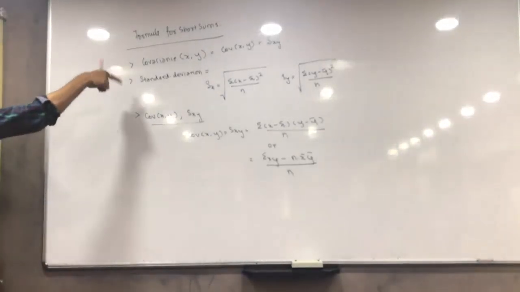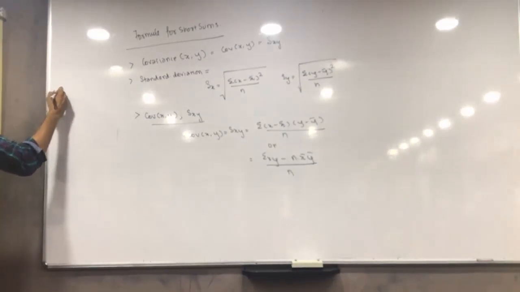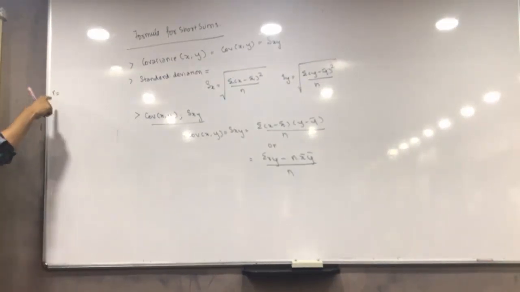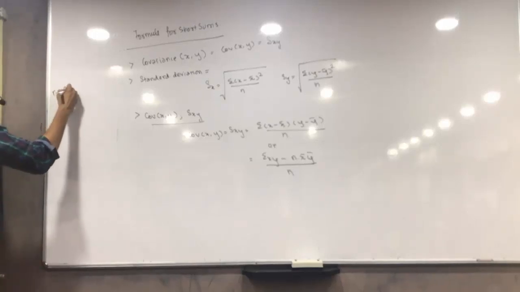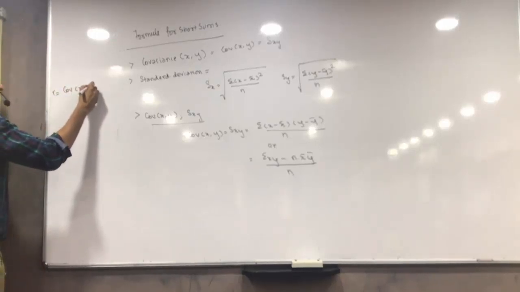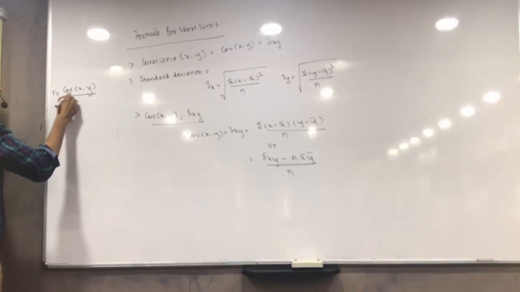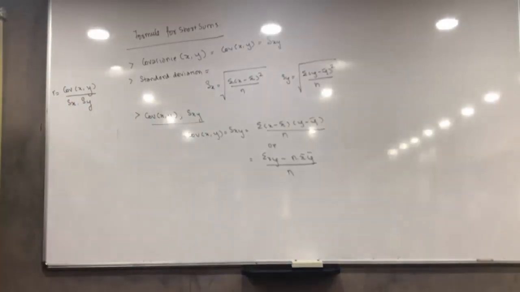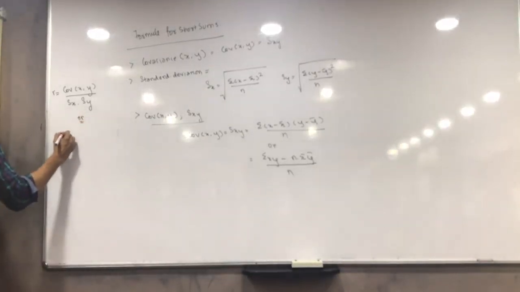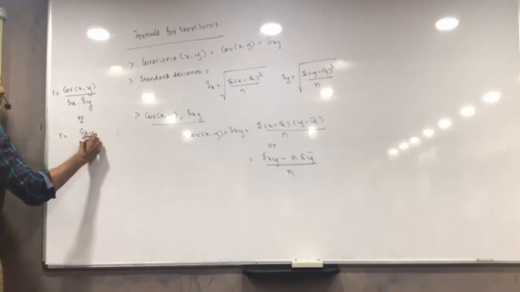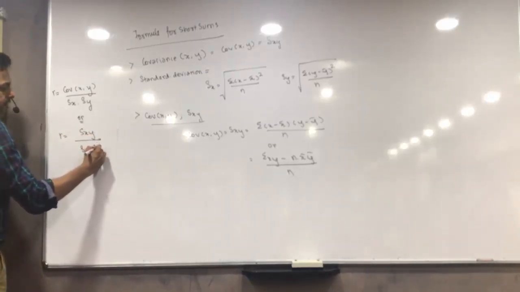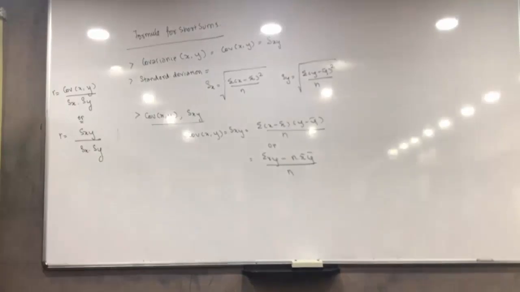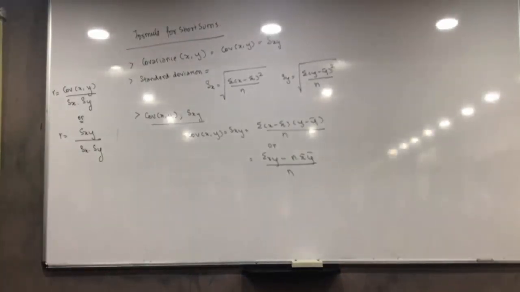Now, using this, we have to find R, which is the correlation coefficient. Remember, this formula is very simple. Covariance x comma y upon standard deviation of x into standard deviation of y, or R is equal to SXY upon standard deviation of x into standard deviation of y. Using this formula, we will be able to find the value of R.